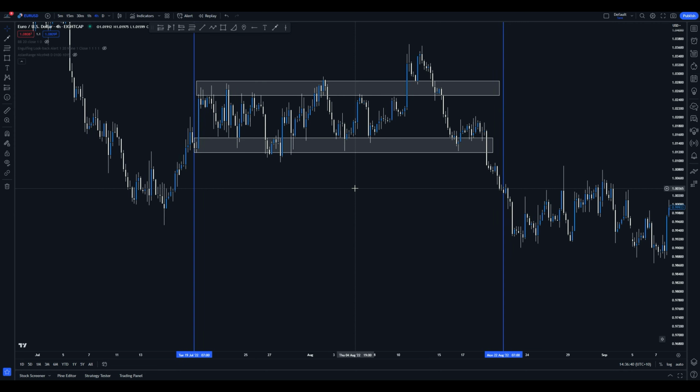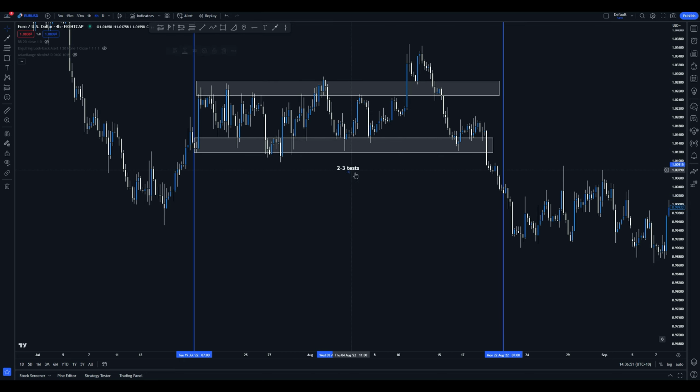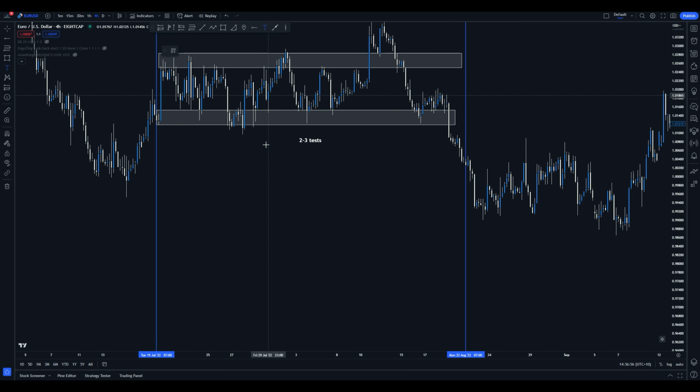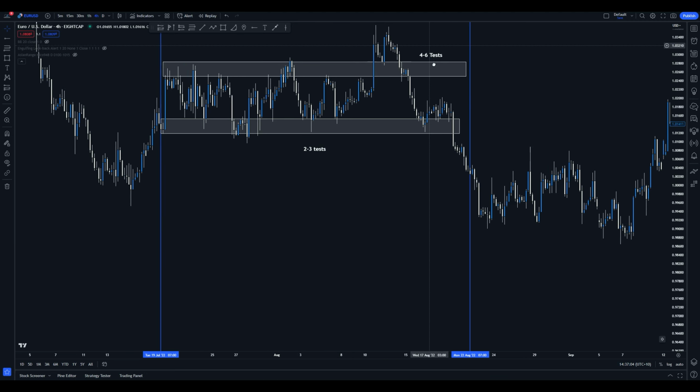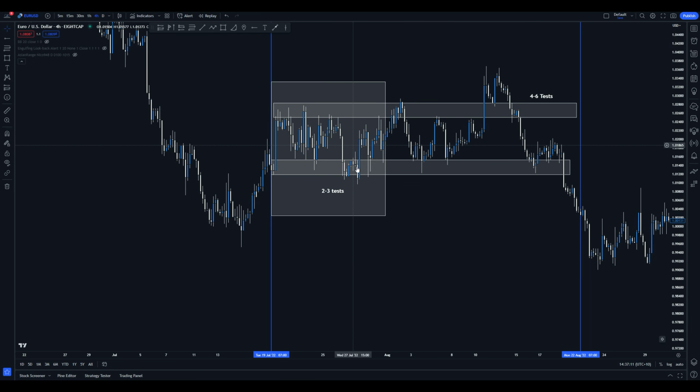If I was to trade support and resistance, I would be looking for maybe 2 to 3 tests, and any more than that, and I wouldn't trade those levels, because once it starts getting to 4 and 5, 4 and 6 tests, then it starts getting a bit more risky. So around the start of this level is where I possibly would have started trading it.